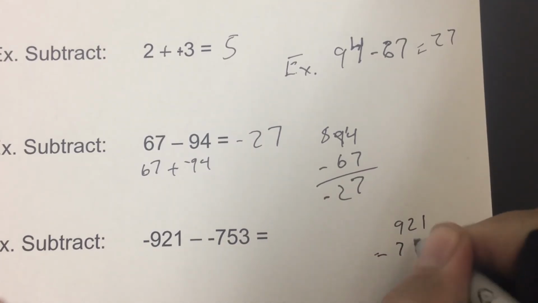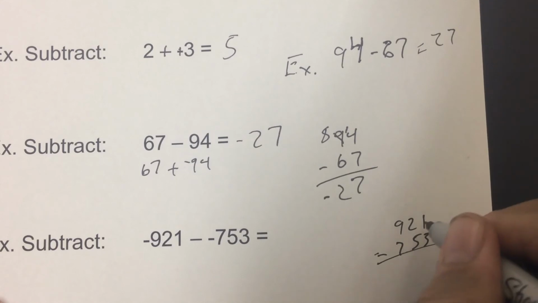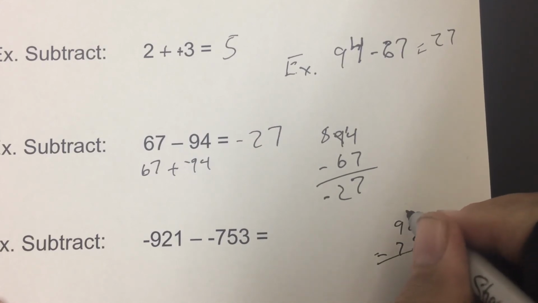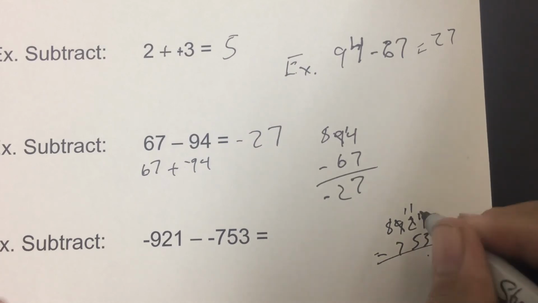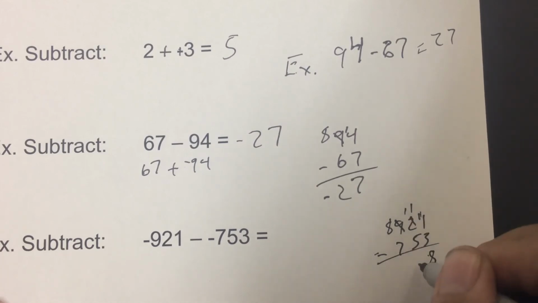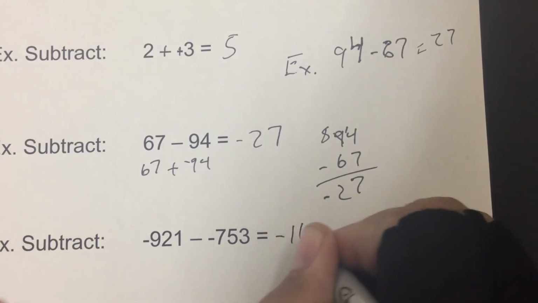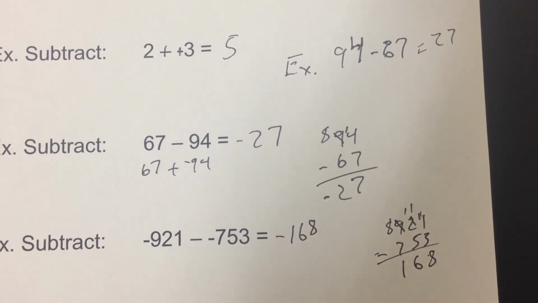921 minus our 753. So 11 minus 3 is 8. 11 minus 5 is 6, 1. And they're both negative, so a negative 168. Okay? So we don't always have to do the leave change opposite.